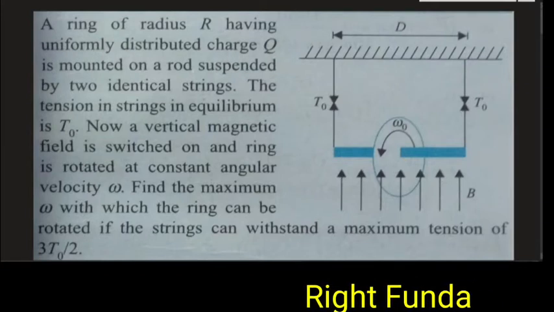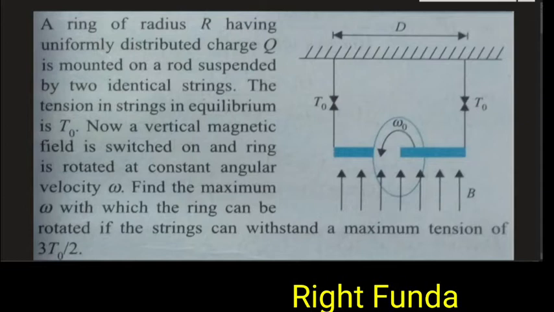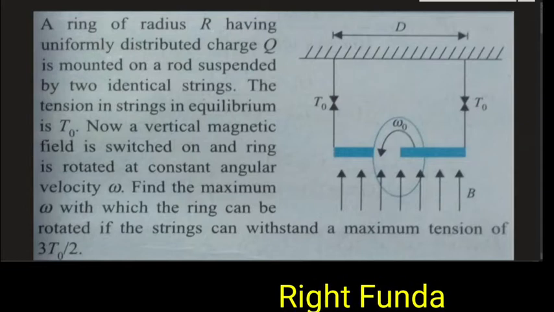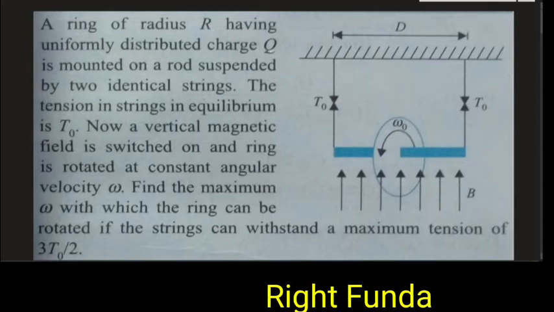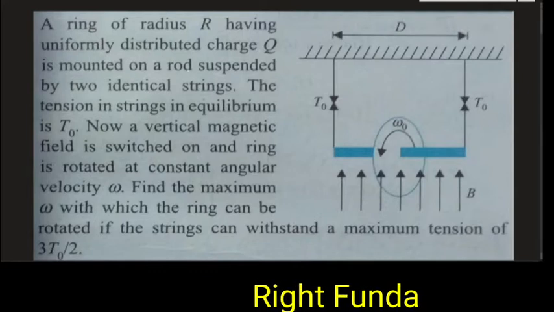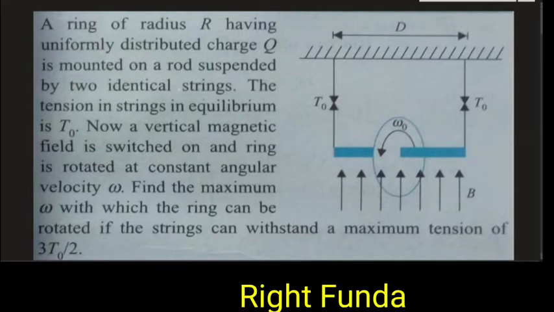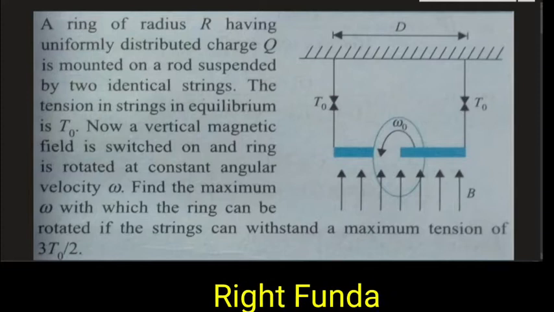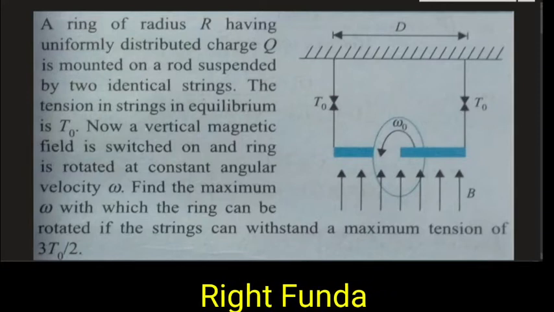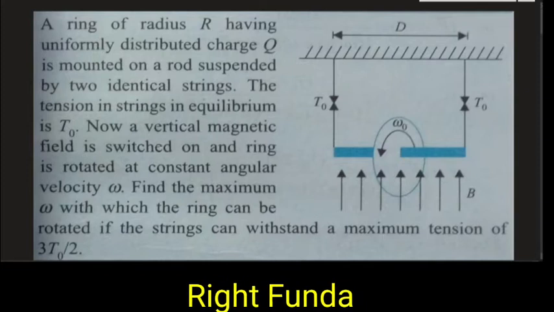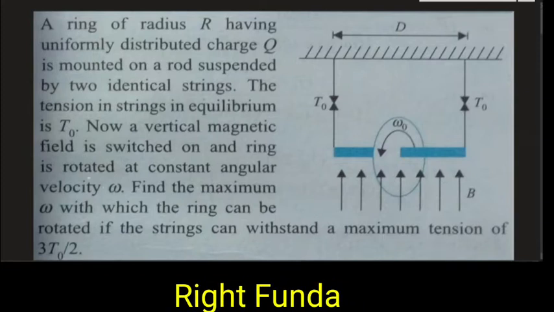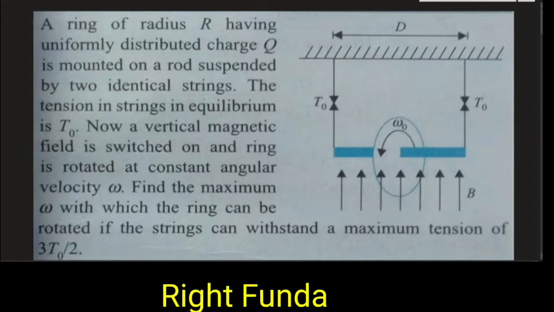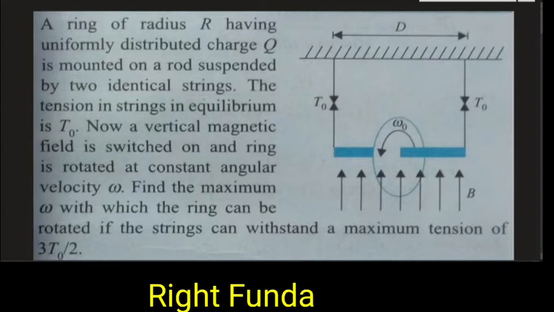What it says: a ring of radius capital R having uniformly distributed charge capital Q is mounted on a rod suspended by two identical strings. The tension of the strings in equilibrium is T naught. Now a vertical magnetic field is switched on and the ring is rotated at constant angular velocity omega.